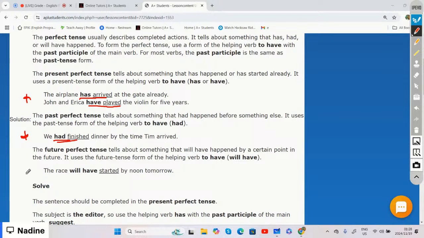And then when it comes to the future perfect tense, we say the race will have started. Will have started. So we use will have for our future tense. We use had for our past tense. And we use has or have when it comes to our present perfect tense.